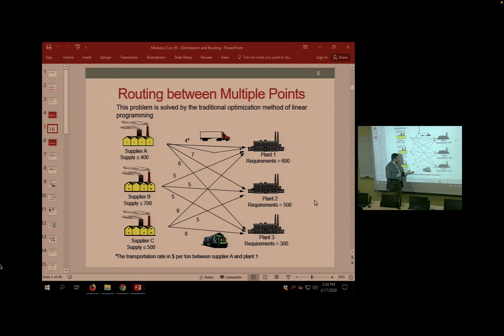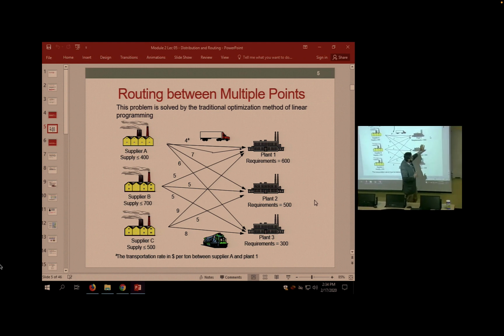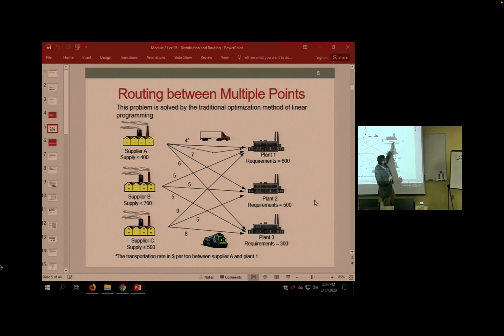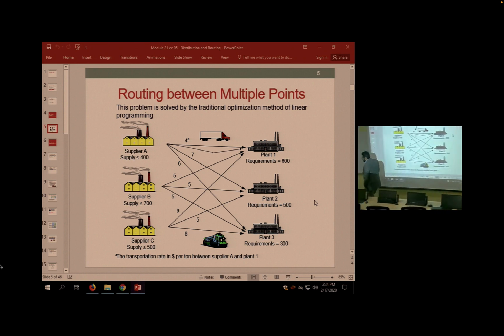This is on the inbound side of the supply chain. You could have the same picture over here where you have manufacturing plants feeding distribution centers or retail outlets. Okay, same idea. You have multiple sources, multiple manufacturing plants. Which plant should ship how much to which DC or retail store?